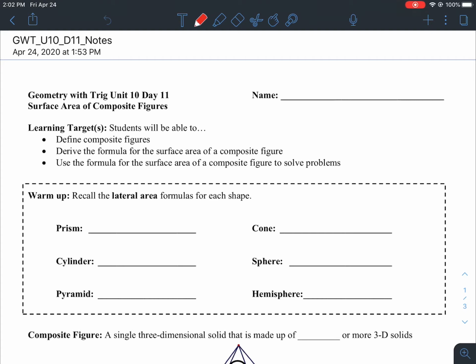Today we're going to be taking a look at Unit 10 Day 11, which we can see is the surface area of composite figures. So surface area, again, we're talking about how much space is going around the shape on the outside of it. And we're talking about now composite figures.